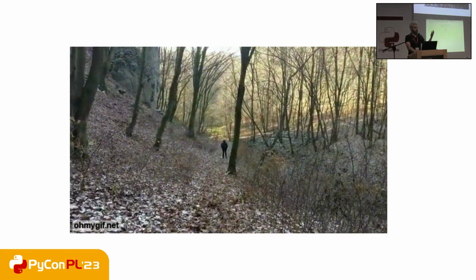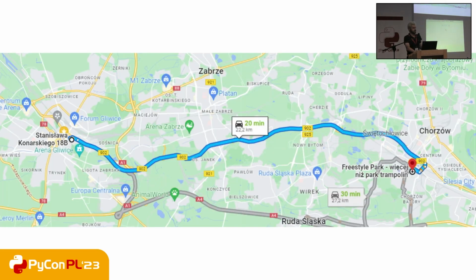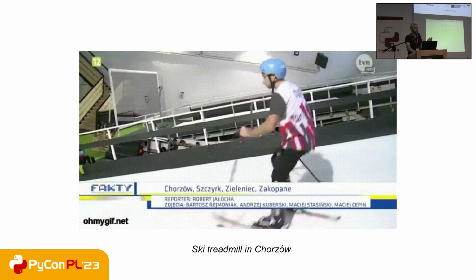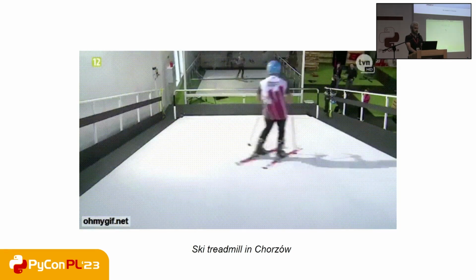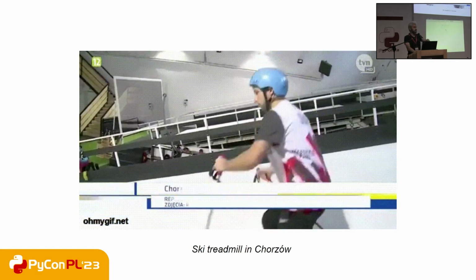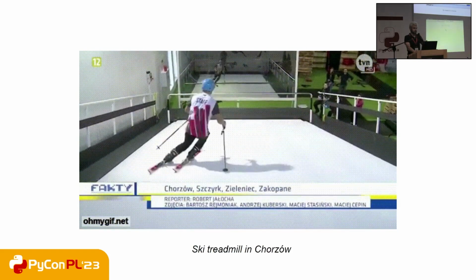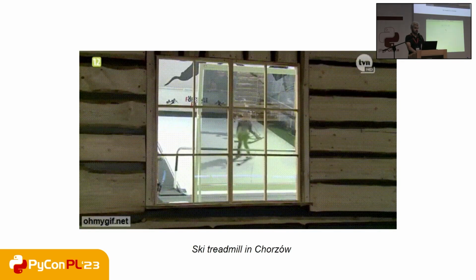Anyway, regarding strange places, we're in Gliwice, and what if I told you that 20 minutes of driving from here is a place where you can ski on a treadmill, a literal treadmill. And you get everything. You just pay the entrance fee. They give you skis, boots, a helmet, and even an instructor that helps you make your first steps.